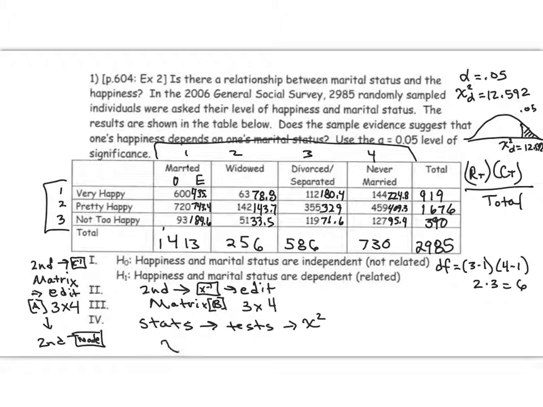Okay, so I get a chi-square of 224.1 and a p-value of 0. That is definitely in the critical region. 224 would be 0. Snowball's chance in hell. So we're going to reject our null hypothesis. It appears that the relationship between marital status and happiness is definitely dependent. All right, that's it.